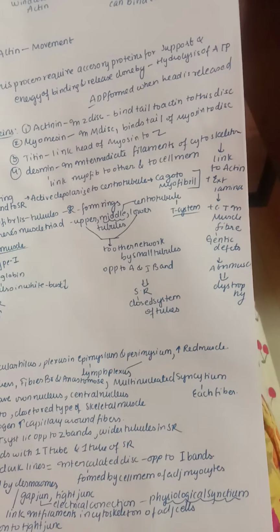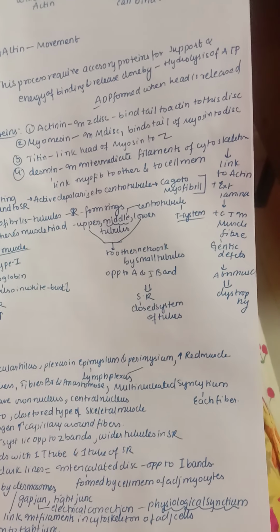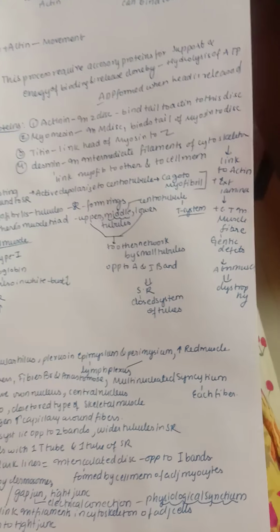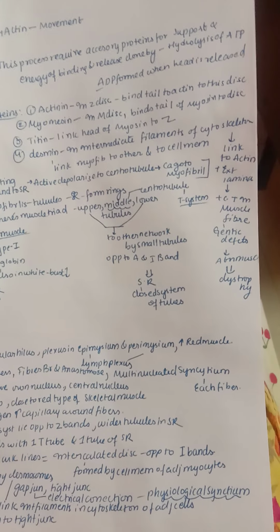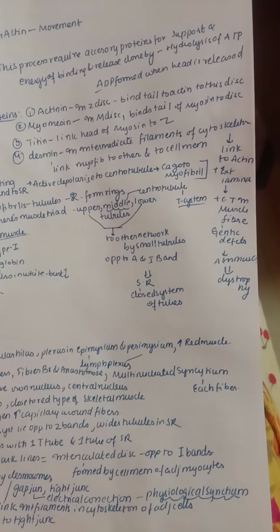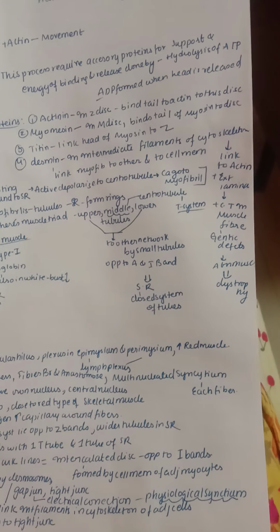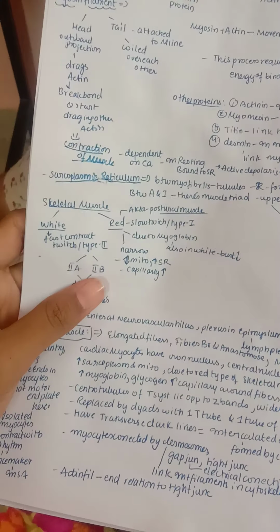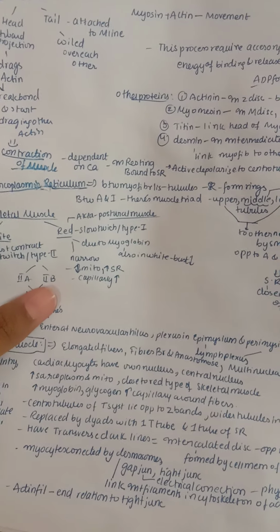So the cytoskeleton is linked to the actin, and it is associated with the external lamina and also connected with the connective tissue in the muscle fiber. Sometimes there are genetic defects in it which lead to abnormal muscle formation. This is known as dystrophy. So contraction of muscle is mainly dependent on calcium.